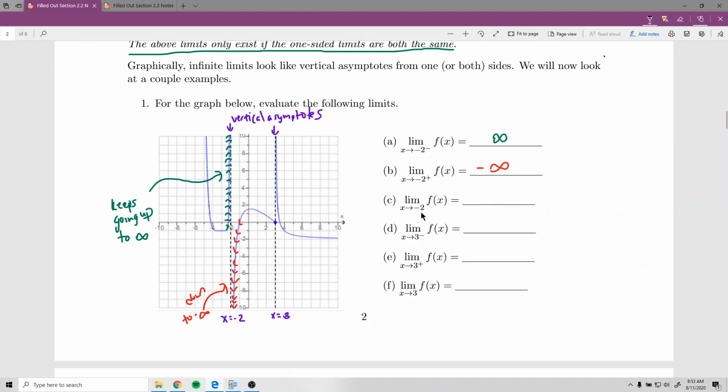Right. Now, the third part is the limit as x goes to negative 2. You'll notice that these are different. They're both infinities, but one's positive, one's negative, so they are different, which means it DNE. If the one-sided limits are different, it's DNE. It doesn't matter. Infinity is not more special than a regular number.